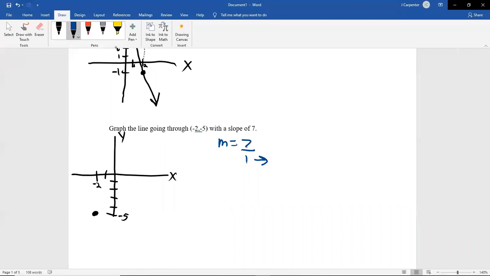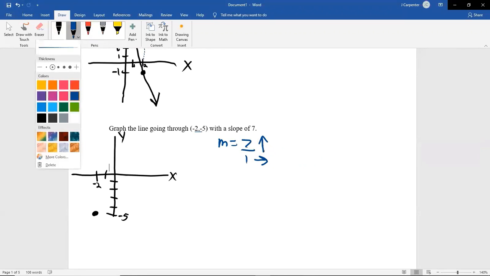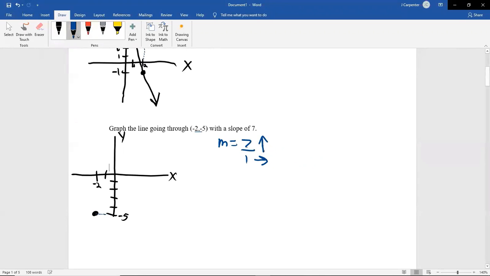And then the 7 in the top tells us how far up or down to go, but since it's positive, it's going to be up. So from any point on the graph, we can go right 1 and up 7, or up 7 and right 1, and we'll get another point. So let's try it out. If I go right 1, I'm starting at -2, so I end up at -1. And then we're going to go up 7.